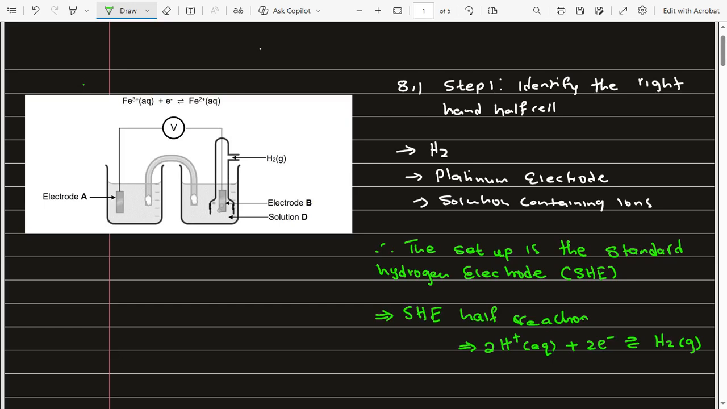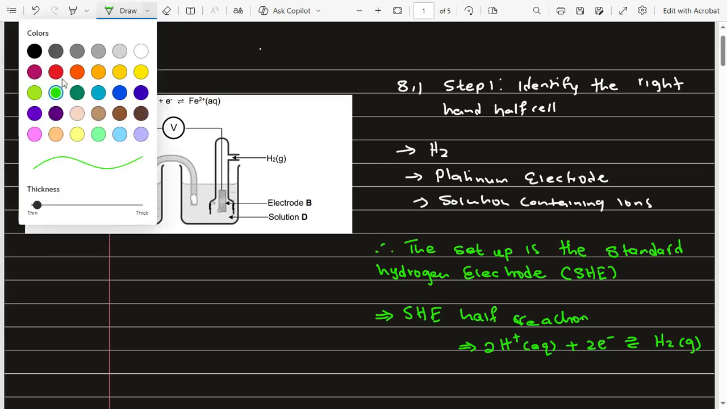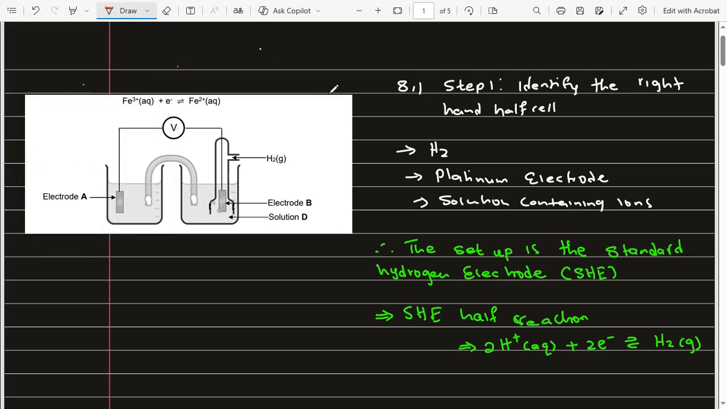Okay, so from this half cell reaction, I need you to determine the ions that are required. For the equation, we can see that the hydrogen ions are required. Look at the equation. The hydrogen ions are required, so they must be present in the solution.